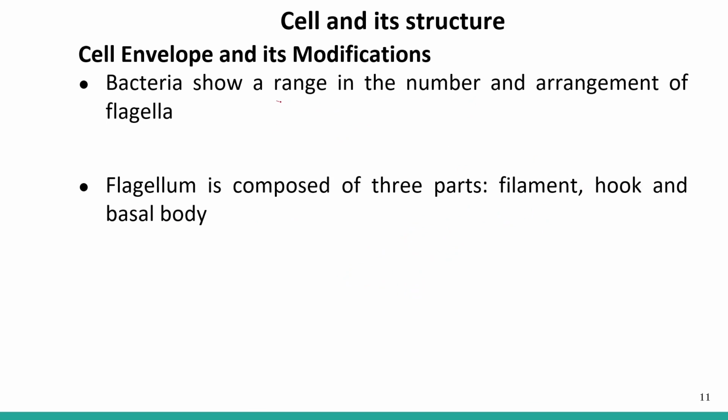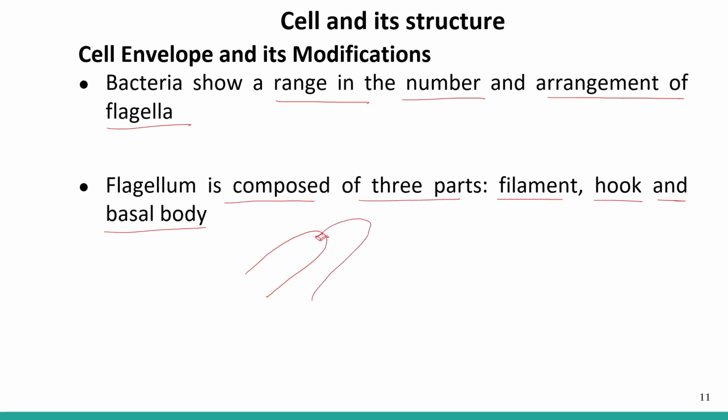Bacteria show a range in the number and arrangement of flagella. Flagellum is composed of 3 different parts: filament, hook and basal body. So if this is a bacteria, here it will have a basal body, here it will have a hook, and it will form a filament-like structure. So this is a filament, this is a basal body, and a hook-like structure, right?